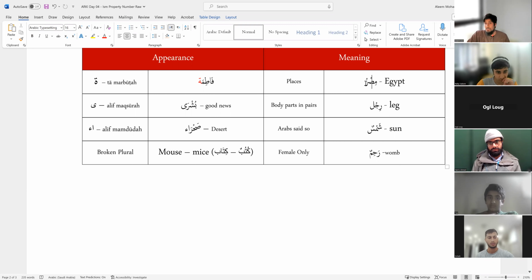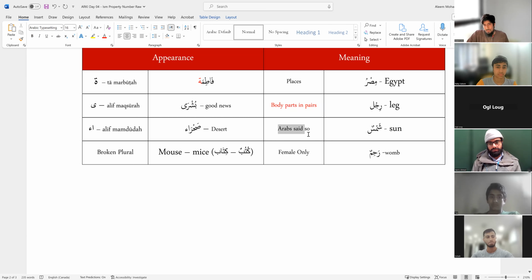All of these things are going to be feminine, right? Because it's a name of a place. Mississauga is going to be a name of a place. Body parts in pairs, which a lot of you guys seem to understand. I really stress this one because it weirds a lot of people out. It's a strange one. So like rijal, which is leg.